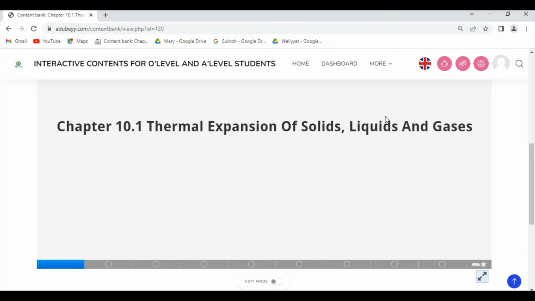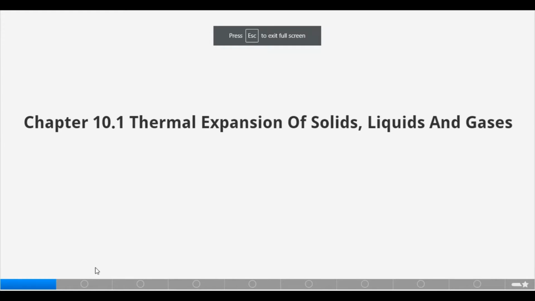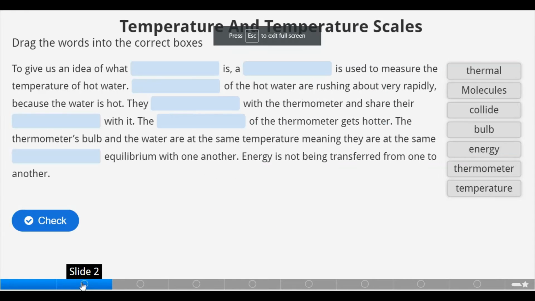Welcome to class. Today, we'll be dealing with chapter 10.1, thermal expansion of solids, liquids, and gases. Let's start the class. Let's deal with temperature and temperature scales. We do that by dragging the following words into the correct boxes.